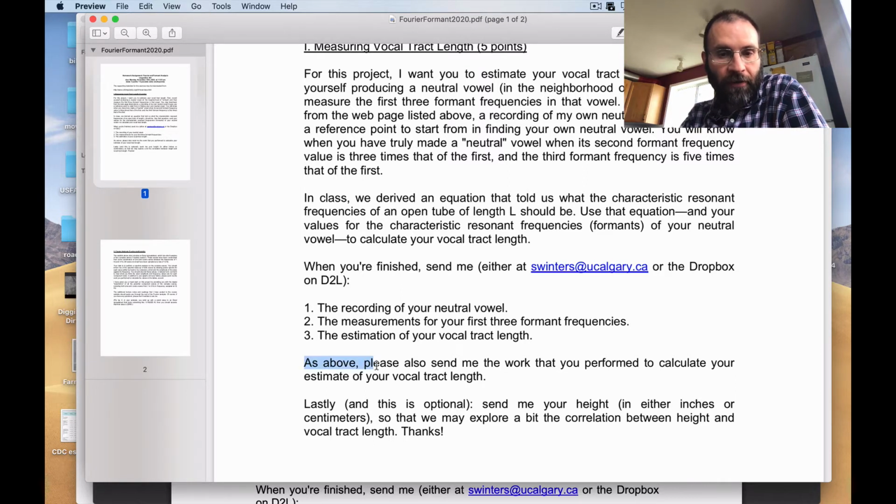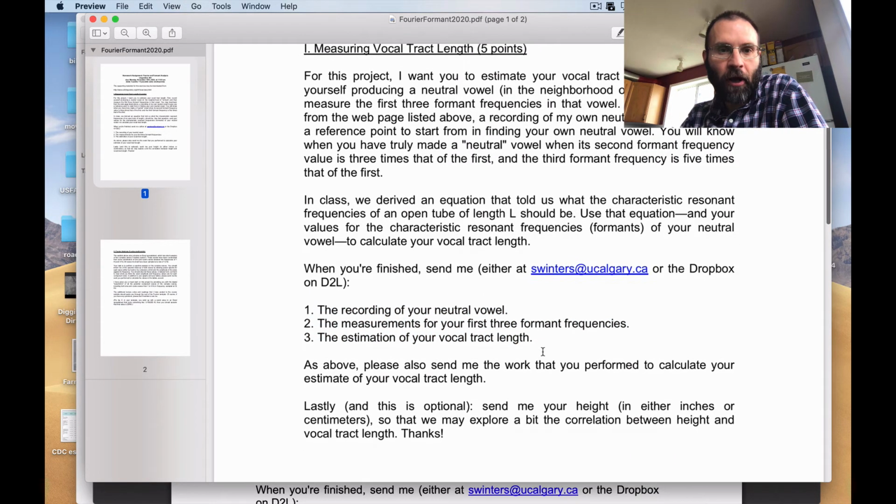Also, when you do that, send me the work that you performed to calculate your estimate of the vocal tract length, i.e. send me the math. So that I can know what happened if you did something wrong and give you credit for what you did right. And if you don't do that, I'm not going to give you credit for doing anything because then I don't know what you did, and that's half of the battle, really.